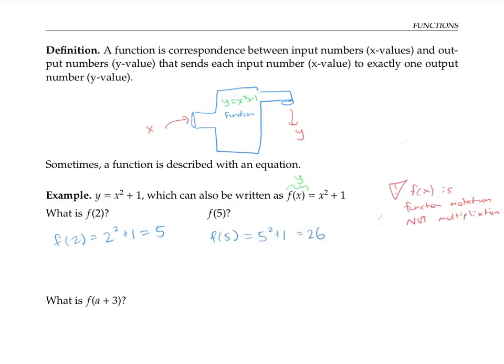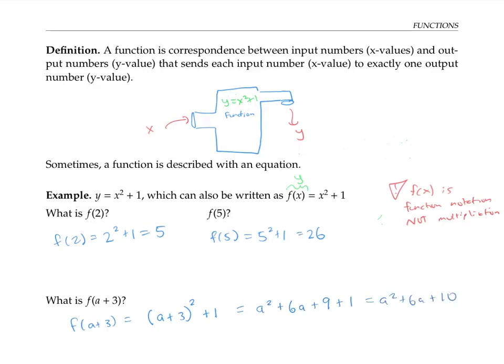Sometimes it's useful to evaluate a function on a more complicated expression involving other variables. In this case, remember, the function's value on any expression is just what you get when you plug in that whole expression for x. So f of a plus 3 is going to be the quantity a plus 3 squared plus 1. We could rewrite that as a squared plus 6a plus 9 plus 1, or a squared plus 6a plus 10.